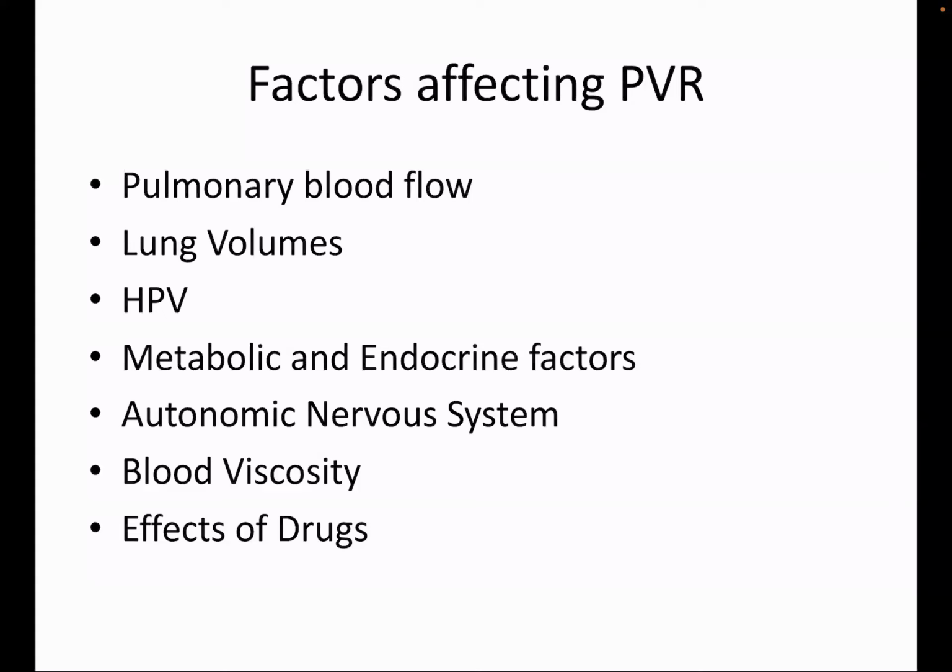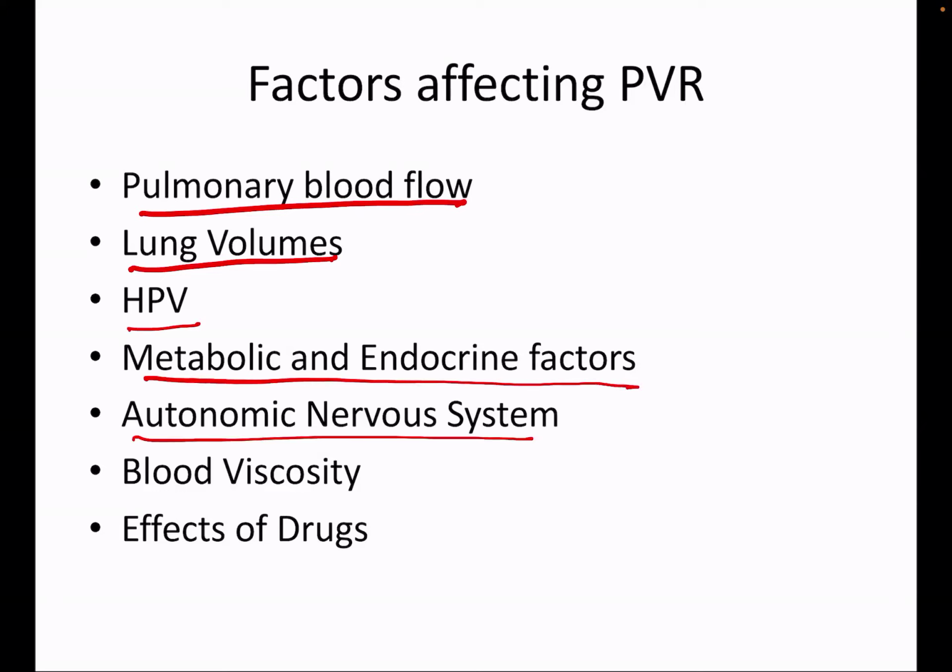So what are the factors that affect PVR? First, the pulmonary blood flow, lung volumes, HPV, which I'll discuss, metabolic and endocrine factors, autonomic nervous system, blood viscosity and effects of drugs. So how does pulmonary blood flow play a role? If there is an increase in pulmonary blood flow, there is a decrease in pulmonary vascular resistance and vice versa.